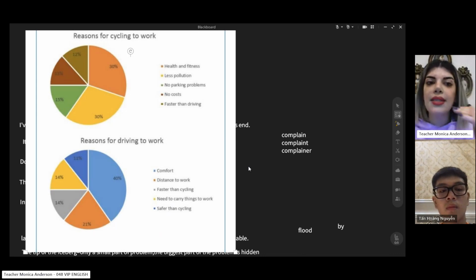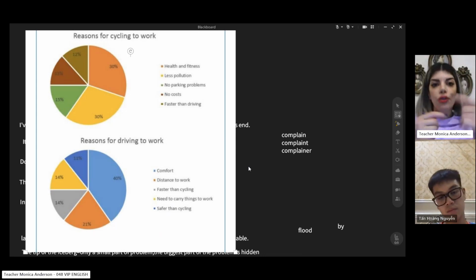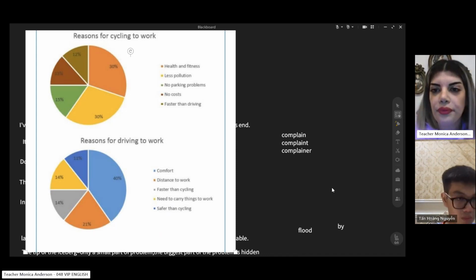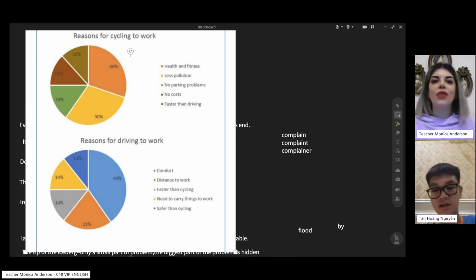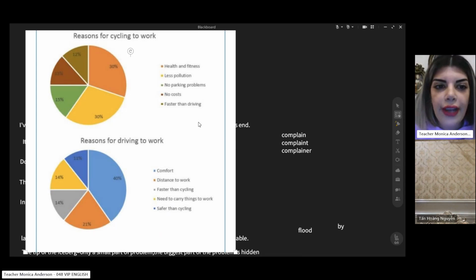For example, the same titles about faster journey. You have cycling in the first and in the second pie chart, so you can compare them because you have the same titles. Any questions? Teacher, can I have time to take notes? Of course, you have lots of time to take notes. Why not?